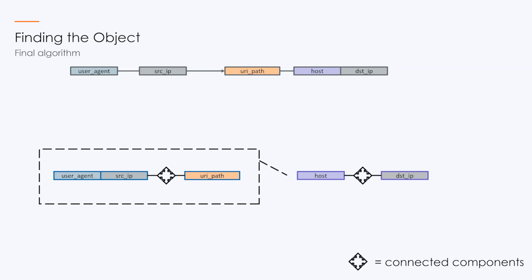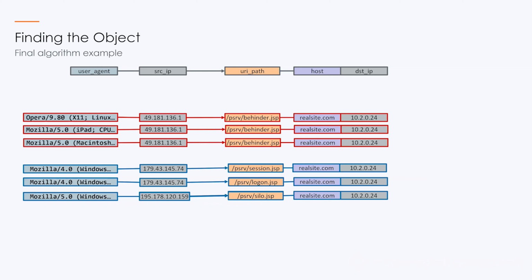So the final algorithm I used was this: using connected components for host and destination IP, and then for each of those, using connected components to connect together the user agent and the source IP, and the URI path.